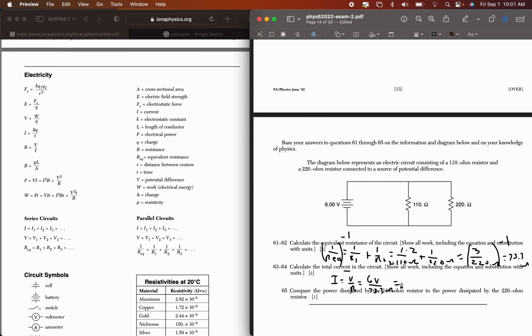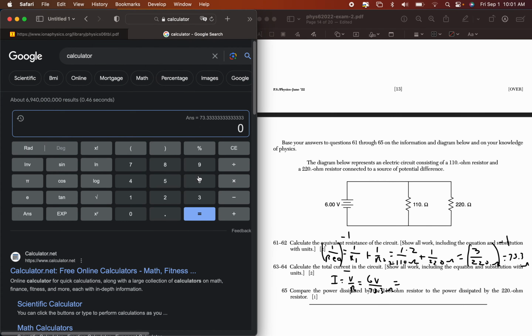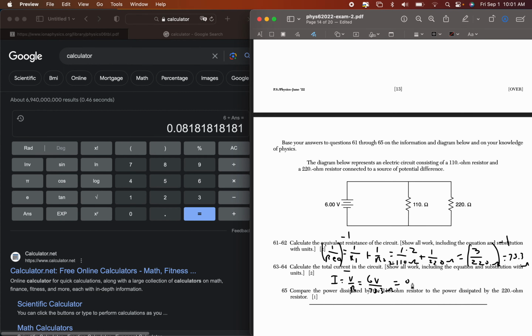equal to 6 divided by that answer, we get 0.08 amps. 0.08 amperes. Okay, so we've done that.